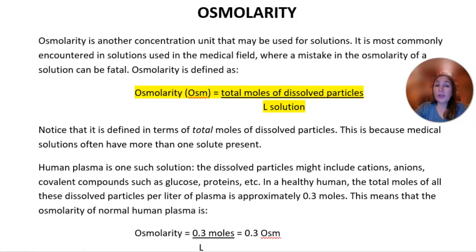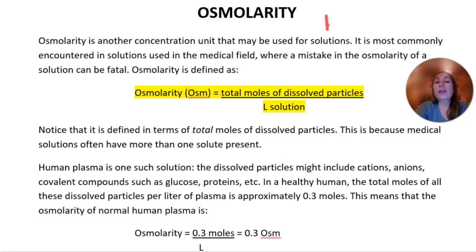This video is an introduction to osmolarity. Osmolarity is a concentration unit that can be used for solutions. Typically we talk about solution concentration in molarity in chemistry, in moles per liter, but it is most commonly encountered as osmolarity in the medical field.